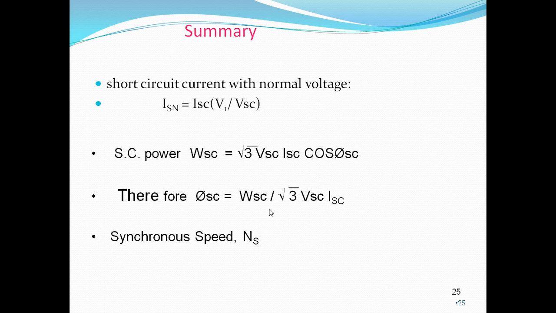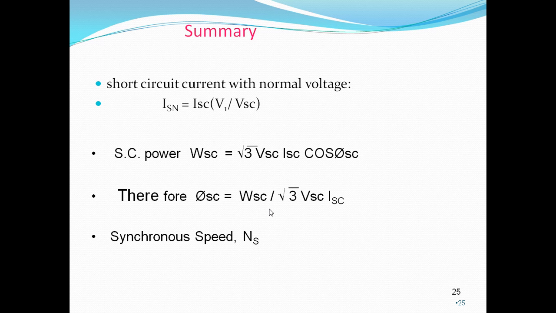After getting the slip, as we know the synchronous speed NS, that is 120f by P, we can calculate the rotor speed at any desired value. Then if you are asked to calculate rotor copper losses, we have to follow the same procedure as given.